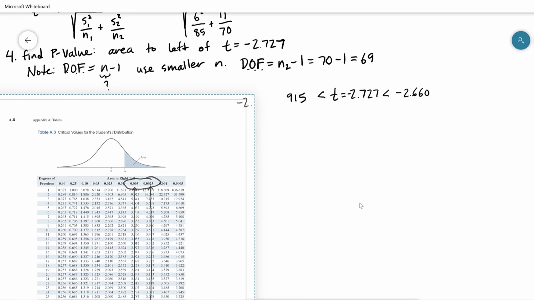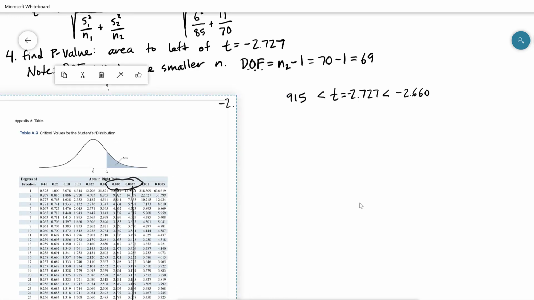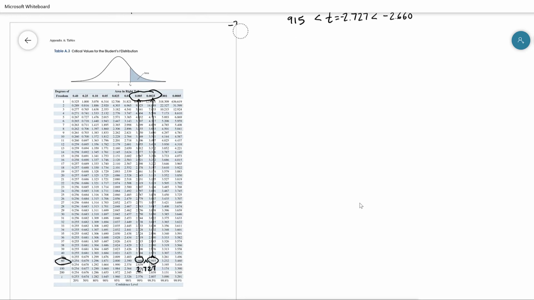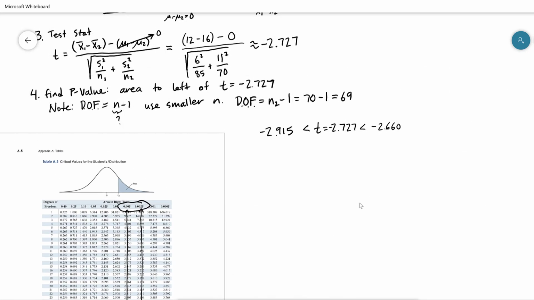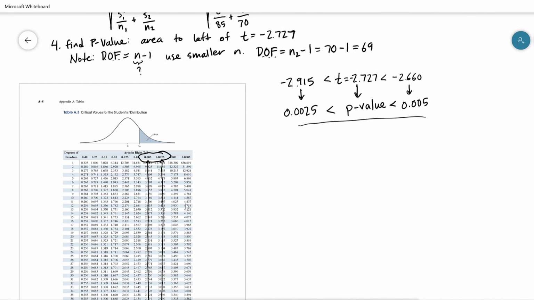So let me move this whole thing over here a little bit. Let me delete that piece and rewrite what we've got over here. So negative 2.915. Okay, so our t-score is between these two t-scores, meaning the area associated with it, which is the p-value, will be between the areas associated with these two t-scores, which were respectively 0.0025 and 0.005. So I don't know exactly what the p-value is, but I've now ballparked it to be in that range.